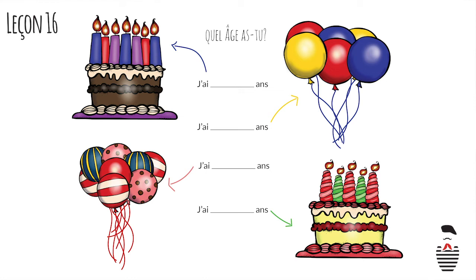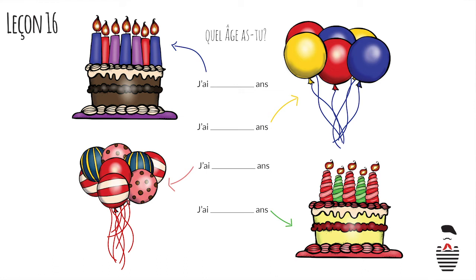J'ai 6 ans. Très bien. And then the last one is a very nice gâteau, a grand gâteau, and the most beautiful bougie on top. And can you see the gâteau is jaune and I think rose or rouge, and the bougies are rose and vert and rouge. So let's count the bougies.